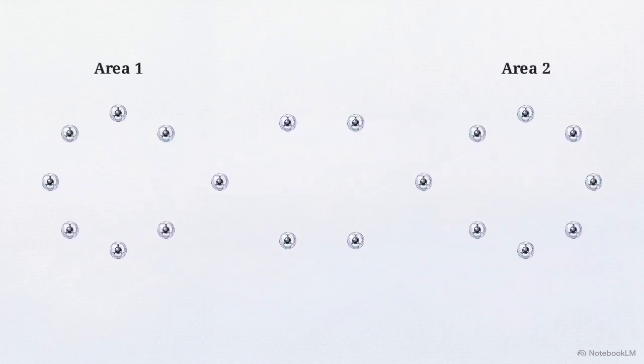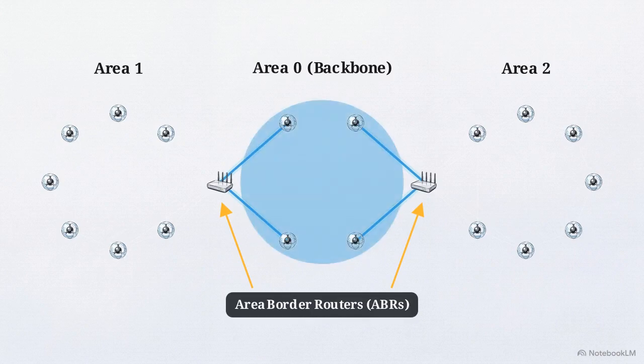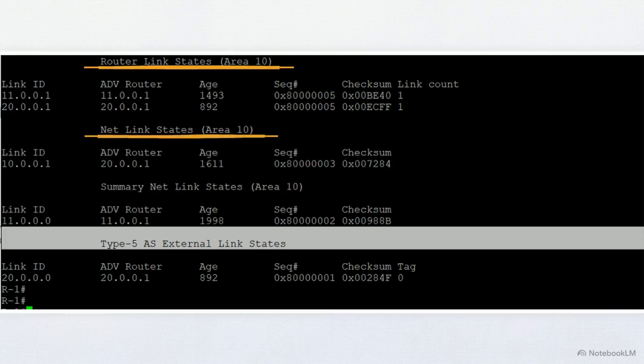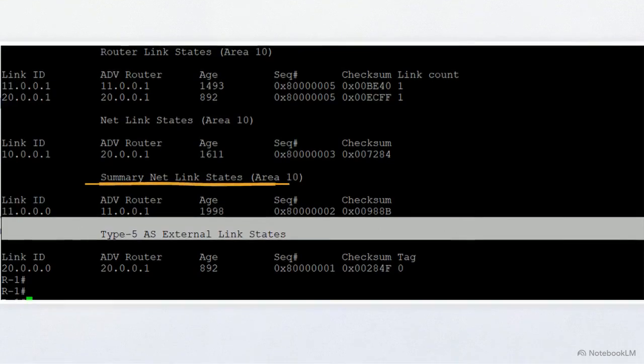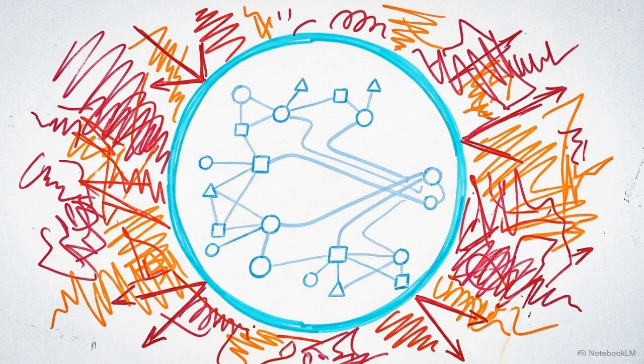OSPF's architectural solution is to segment the network into localized areas. All of these must connect back to a central backbone, known as Area 0. The nodes connecting these standard areas to the backbone are called Area Border Routers, or ABRs. Returning to our database table, ABRs do not forward raw Type 1 or Type 2 LSAs. Instead, they condense that local data into Type 3 summary LSAs before passing them into the backbone. By summarizing routing information, Area 0 and its ABRs act as architectural firewalls. They contain local topology changes within a single area, preserving the stability of the global network.